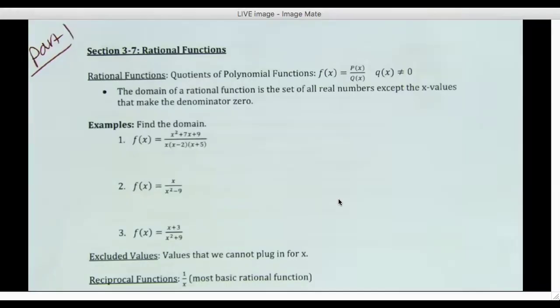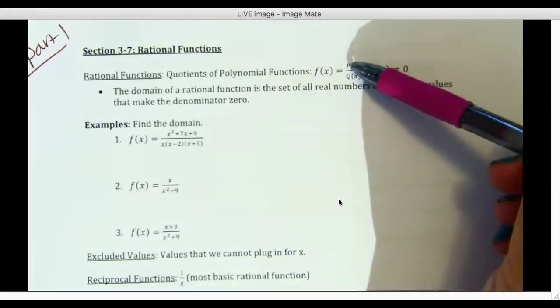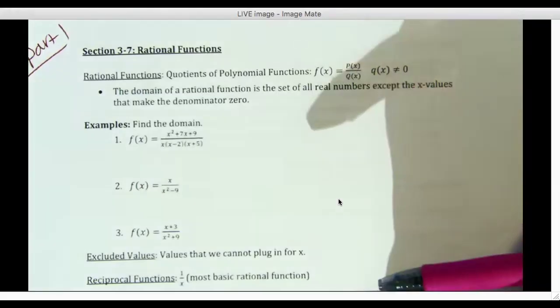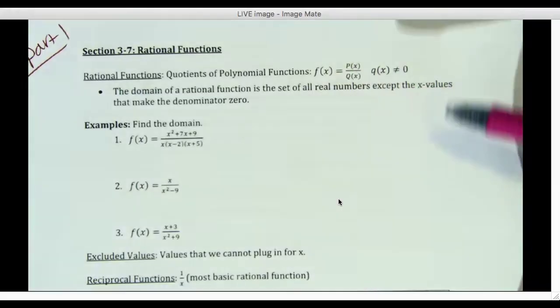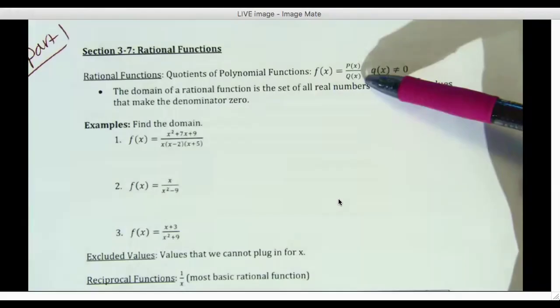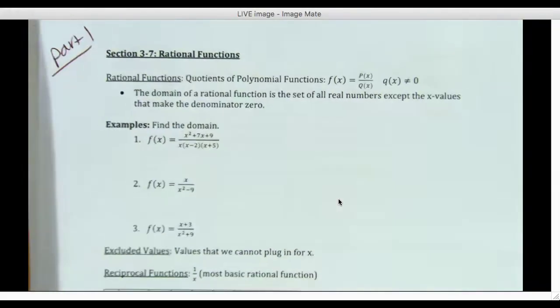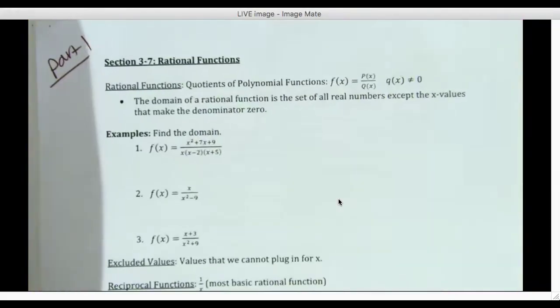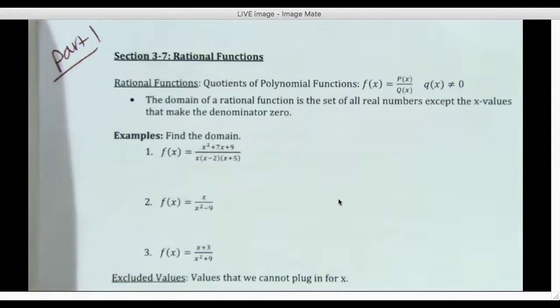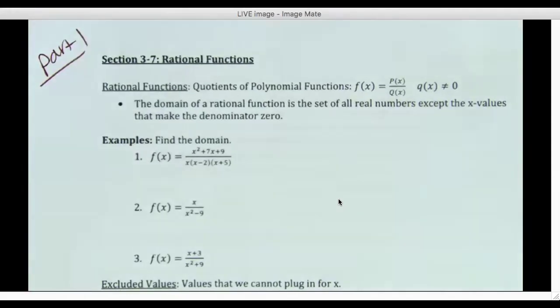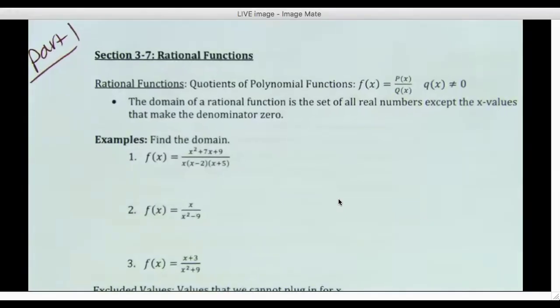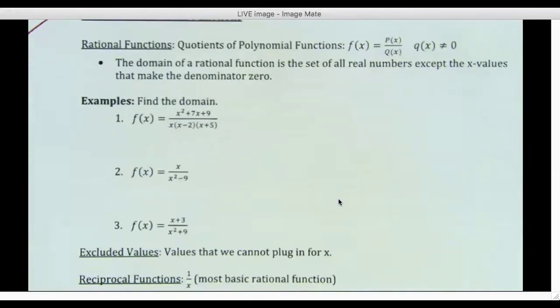So a rational function is just a function that is a polynomial over another polynomial. And as always, we cannot divide by zero. So the values that make our denominator zero will be undefined. We'll see what happens at those values. But to start off, we're just going to practice writing the domain of rational functions. And again, we can't ever divide by zero. So any of those values that make our denominator zero, we cannot include in the domain.